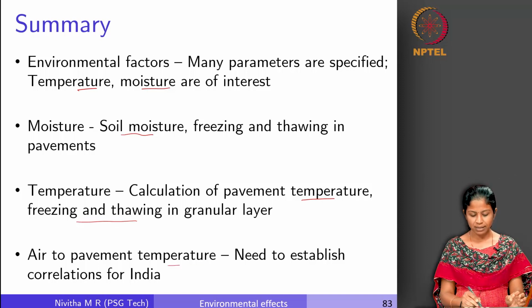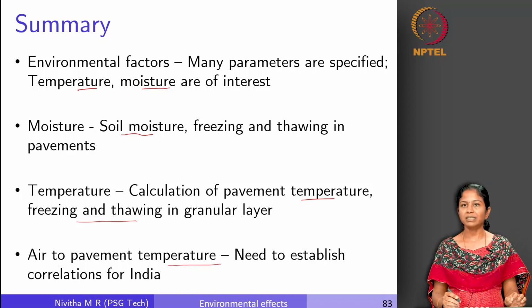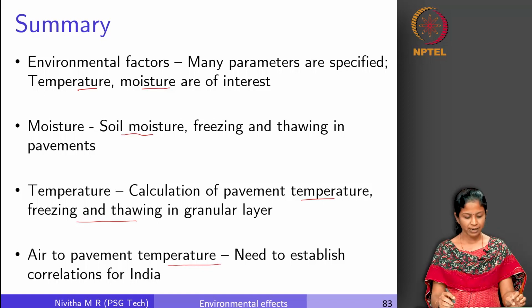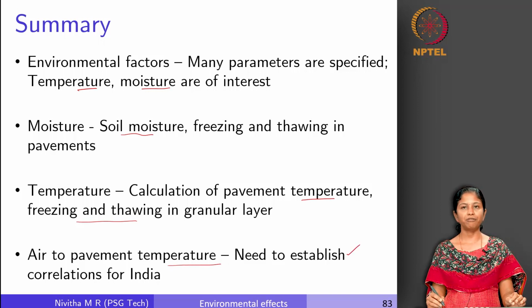So, the ultimate thing is the importance of calculating a correct value for temperature. For moisture, these things are more or less established, and measurements and theoretical calculations are possible. But for the temperature effect, unless we establish a correct correlation between air and pavement temperatures, the values may be more approximate. So, currently there is a need to establish this kind of correlation for Indian conditions.